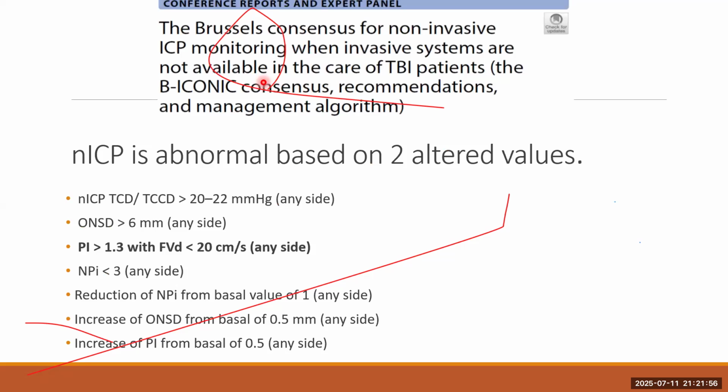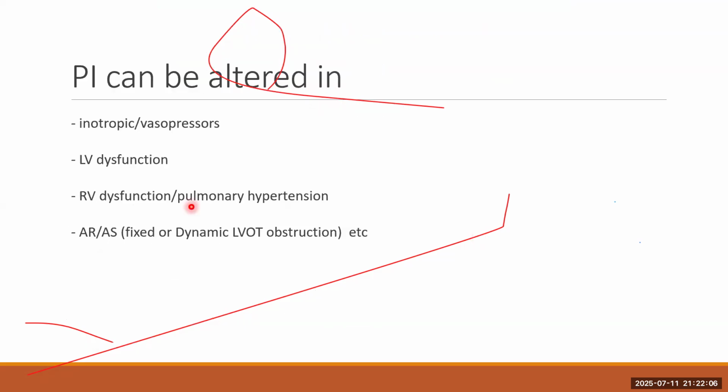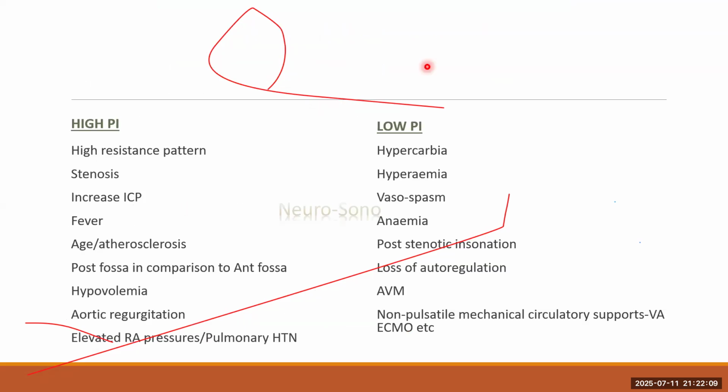Yes, sir. I have one doubt. Sir, can you please put up the PI slide? The pulsatile index. One second. This one? That low and high PI. If we see here, hypercarbia, hyperemia, post-stenotic dilatation, everything is a vasodilated state where we have a low PI, but why is the PI low in vasospasm also?